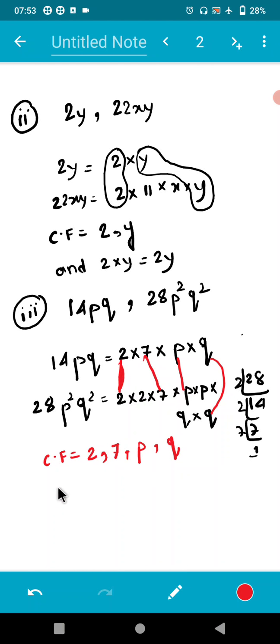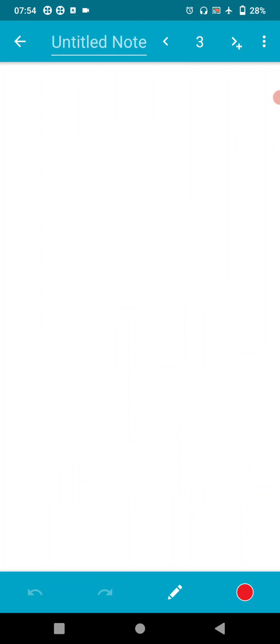Now we have to multiply this: 2 into 7 into p into q. 2 7s are 14 and p into q is pq. So this is the common factor of 14pq and 28p square q square. Now let's move on to sum number 4.